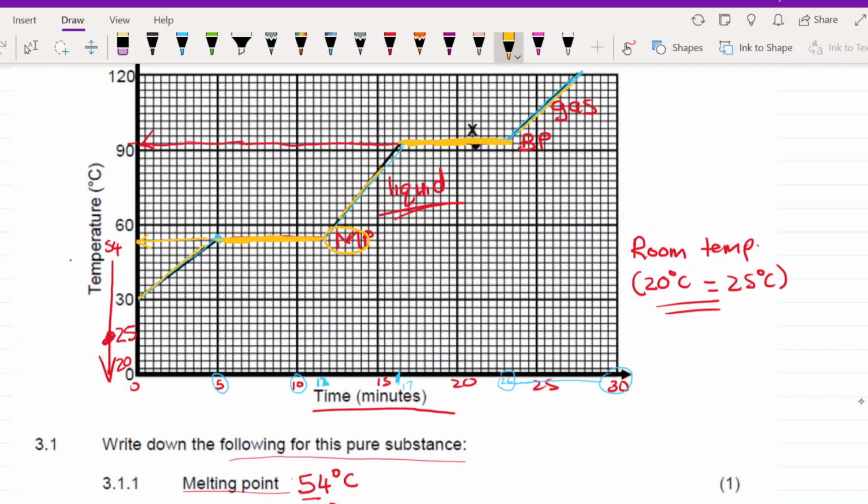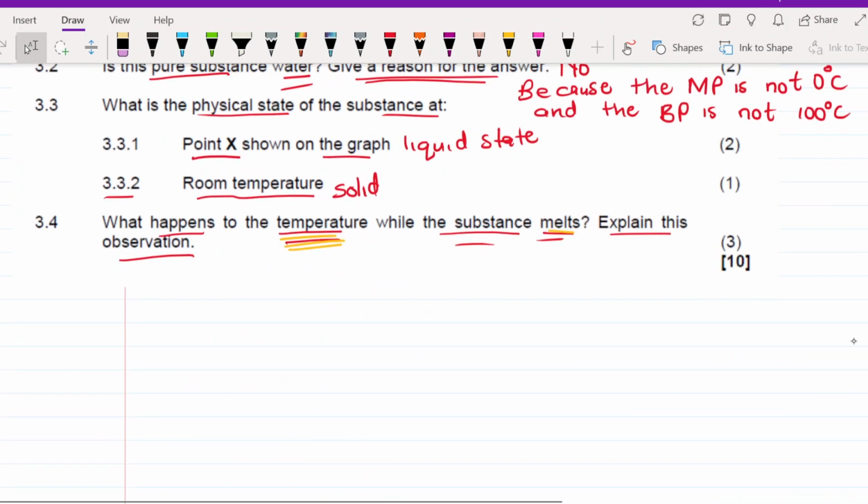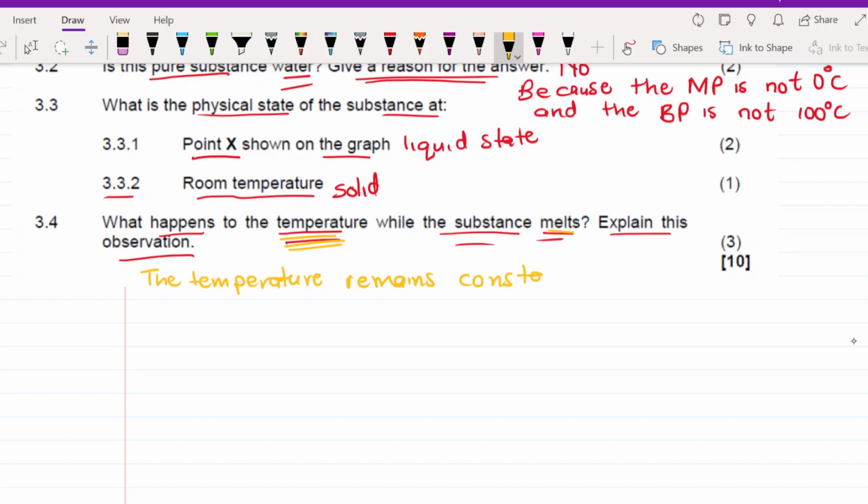And it's remaining constant from 5 minutes up to 12 minutes. So what happens to the temperature? We say that the temperature remained constant. Why did it remain constant? Because at that state, the energy was used to break the bonds.